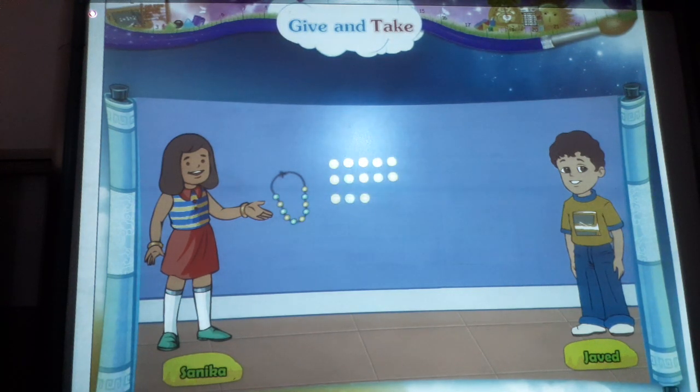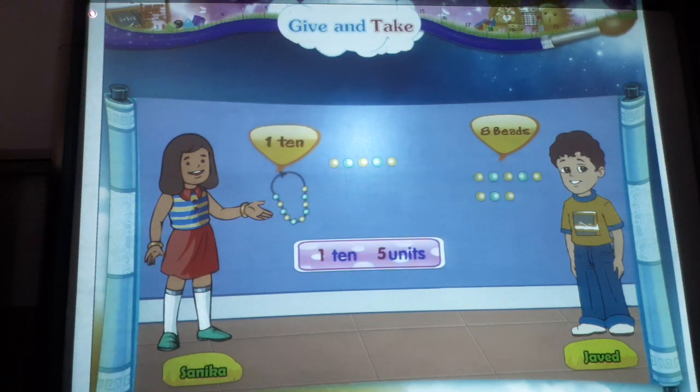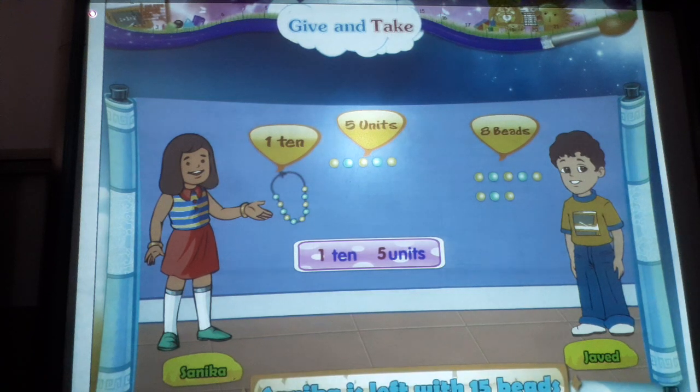Now, out of 13 beads, we can give 8 beads to Javed. We have 5 single beads left and one string of 10 too. That is 1 ten and 5 units. So Sanika is left with 15 beads.